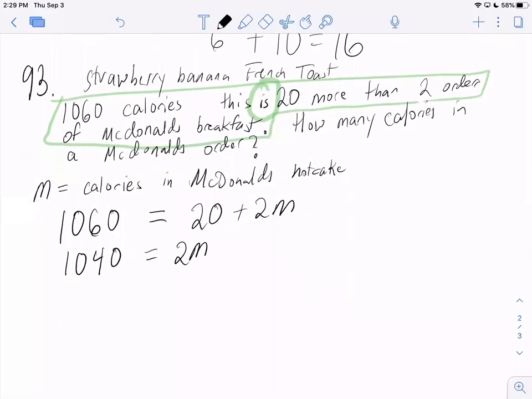Anyone want to type that into the chat? See what you guys got? See if you can do it without a calculator. For 93? Nice. Awesome. Yeah, it'll just be 520.